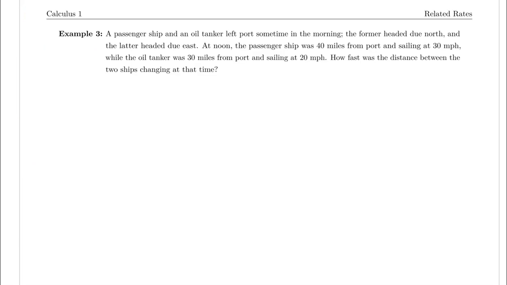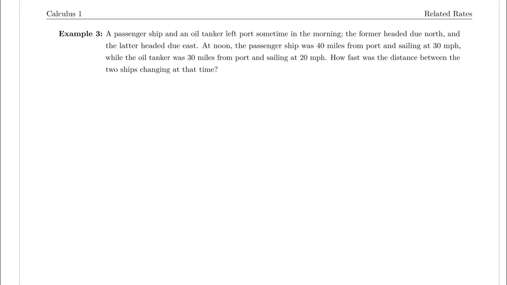Example 3 says, a passenger ship and an oil tanker left port sometime in the morning. The former headed due north and the latter headed due east. At noon, the passenger ship was 40 miles from port and sailing at 30 miles per hour, while the oil tanker was 30 miles from port and sailing at 20 miles per hour. How fast was the distance between the two ships changing at that time?